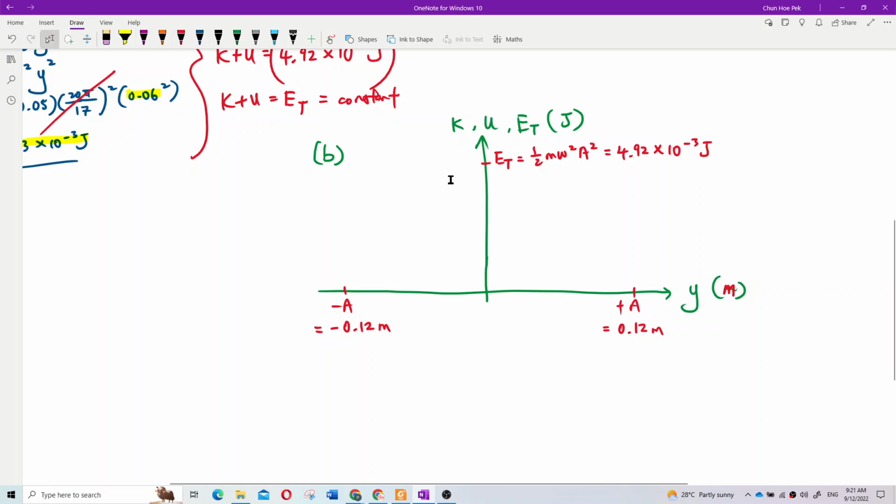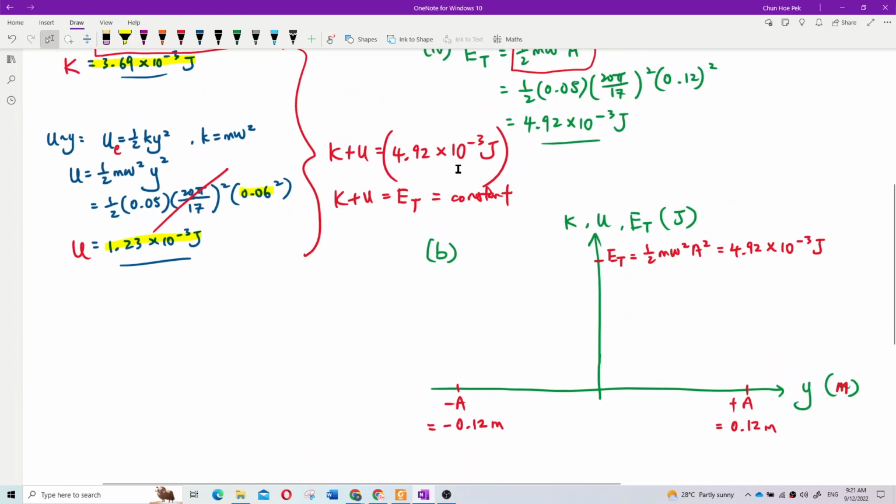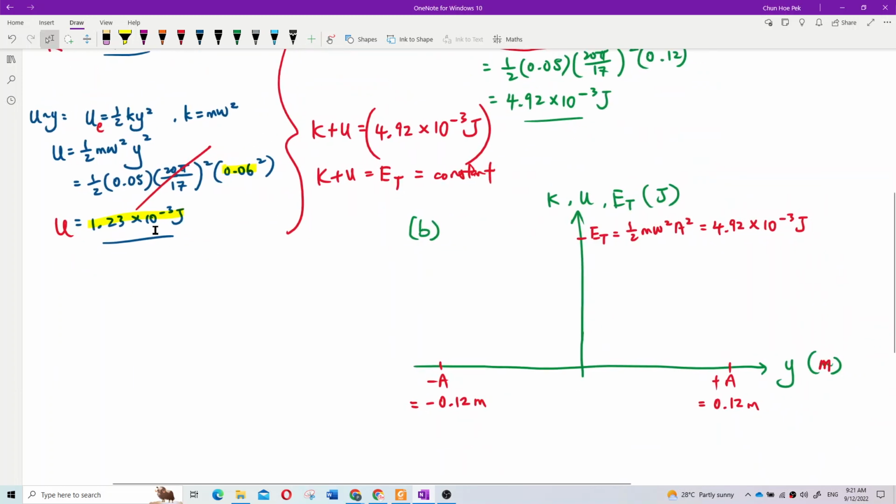So how does the shape look like? Potential energy is 0 at equilibrium. At equilibrium, no extension, no compression, so U is 0. At amplitude, extension and compression are maximum, isn't it? Right?